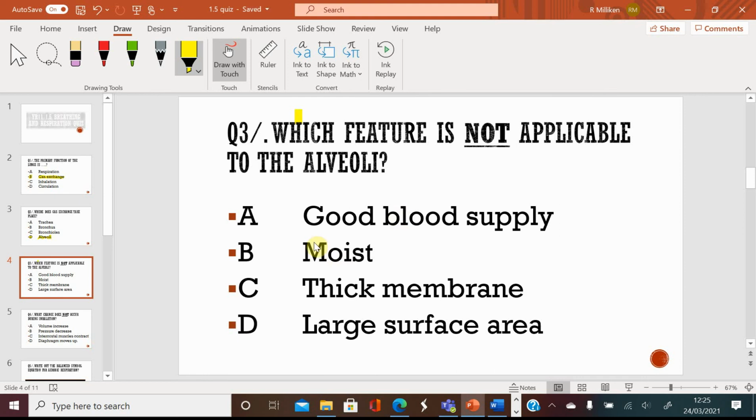Moist, yes, you have moist linings inside the alveoli, and that helps with diffusion across the membranes. Large surface area, yes, you might have read in your notes that the area of your lungs really is about a tennis court size. Very large indeed. So the one that's not applicable is the thick. It's not a thick membrane. It's only one cell thick, so it's very thin. So the answer here is thick is not applicable.